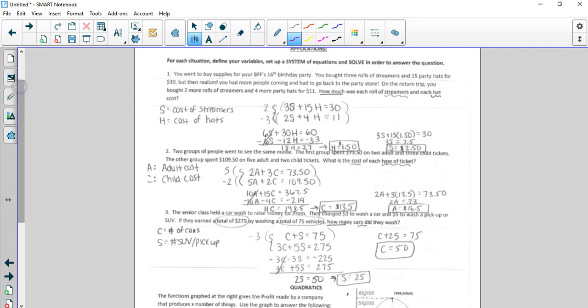Okay, real world problems. So, birthday supplies. You're buying streamers and hats. So you can use X, Y, or S and H. It's up to you. Now you're comparing two different trips. So therefore, this is going to be a value, value, value line both times.